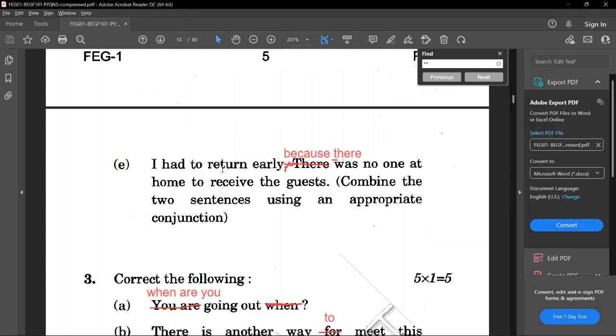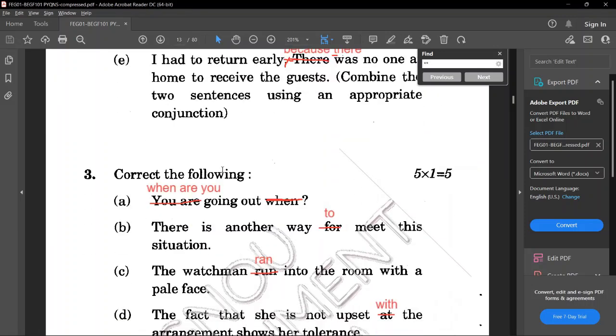Question E. I had to return early. There was no one at home to receive the guests. Combine the two sentences using an appropriate conjunction. Conjunctions are words like as, because, however, hence, etc. So: I had to return early, and in place of the full stop, we are inserting the word because, there was no one at home to receive the guests.